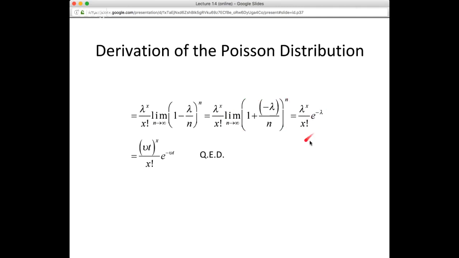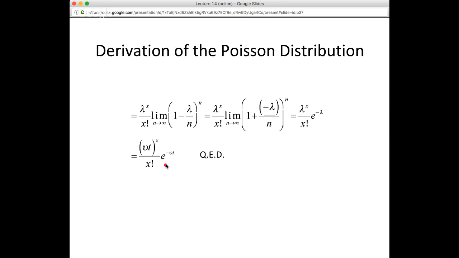And so this limit basically evaluates as lambda to the x over x factorial times e to the minus lambda. And if we think about it, lambda is just equal to nu times t. It was the average number of occurrences in time interval t. That's how we define lambda. And that's going to be, by definition, equal to the mean occurrence rate, the number of occurrences on average per unit time, times time. And so substituting nu t for lambda, we get exactly the Poisson distribution.